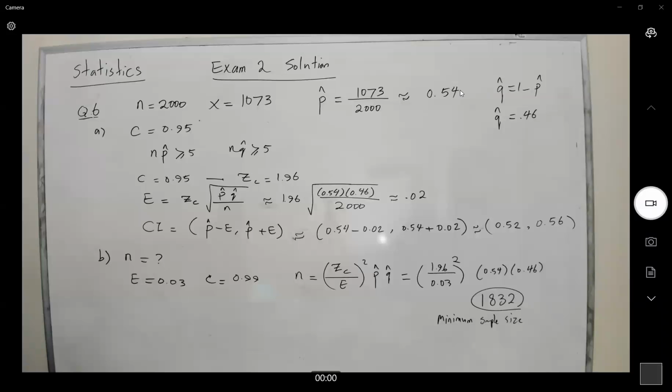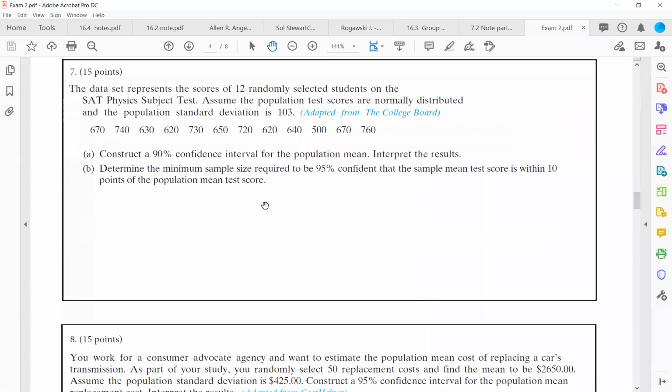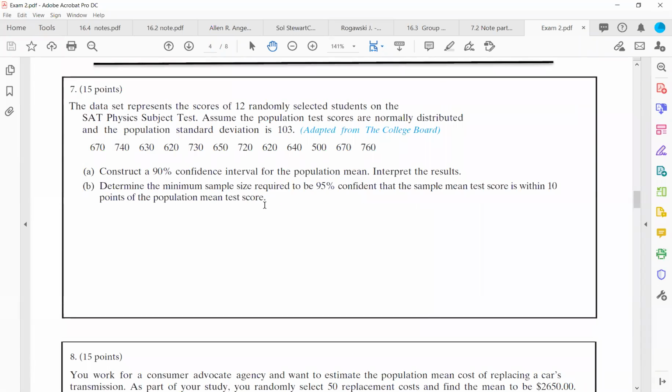So let us take a look at question 7. Question 7 says, you have a sample, and the information given to us is as follows. Assume the population test scores are normally distributed and population standard deviation is given to us, 103. So this is question 7.